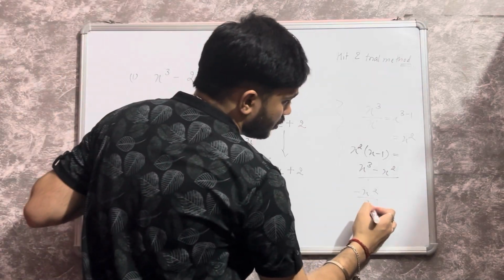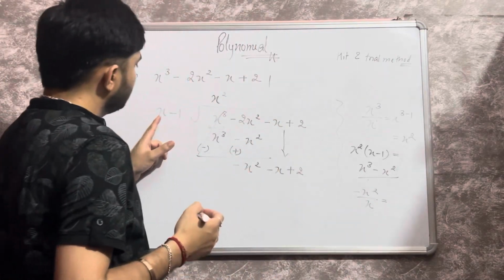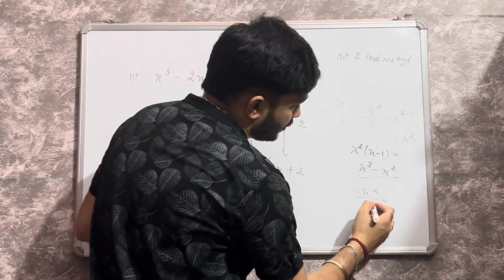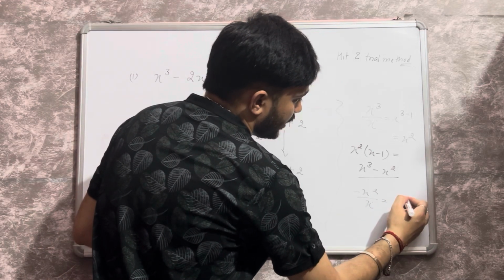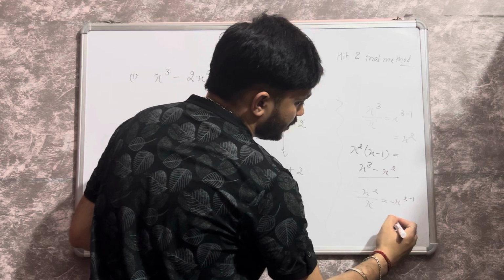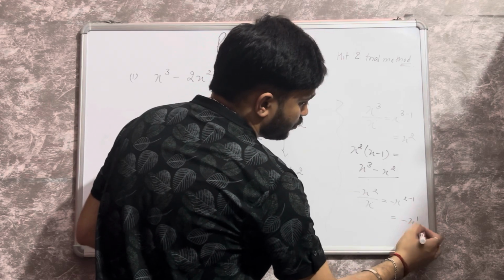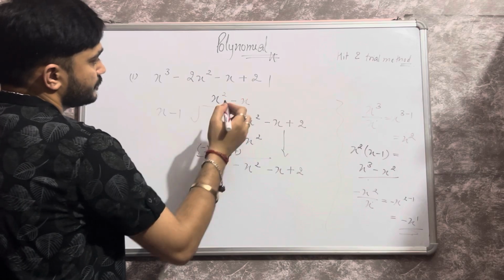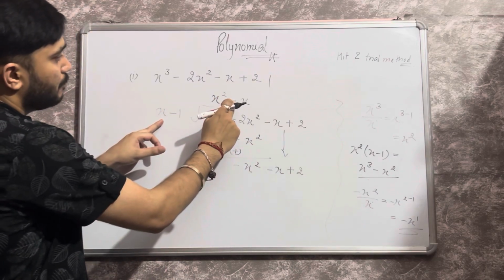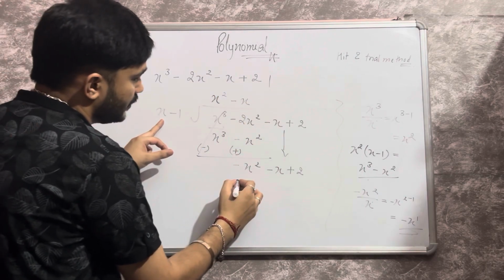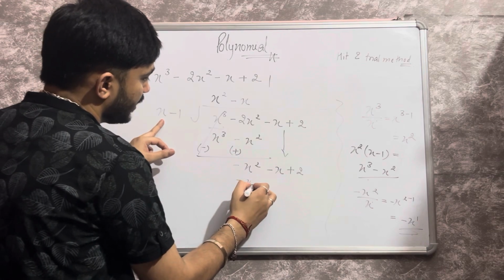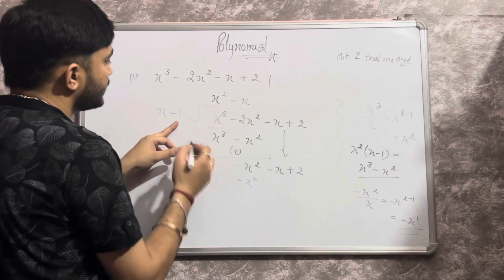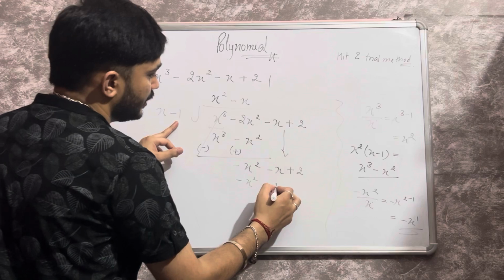Now take this number, that is minus x square, and divide it with the first number of the divisor. You will get minus x raised to power 1, that is minus x here. Now multiply this number, minus x with x, you will get minus x square, minus x into minus 1, you will get plus x.